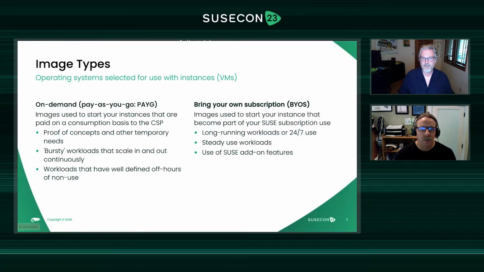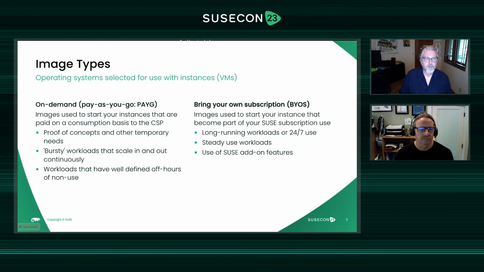Great. Ron, if you want to get us started with the image types. Sure. Thanks, Robert. So what we have going here is two real classes of image types that are up there today. And we're going to start with what's there today and where you can find them. The image types that you can find on the marketplaces today or on the cloud providers are on-demand or pay-as-you-go images. These are images that you can use that monetize through the marketplaces and through the CSPs.